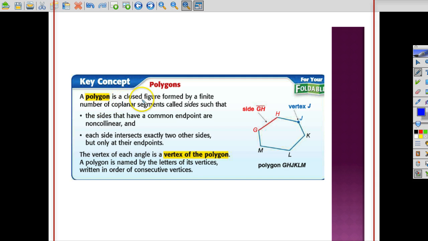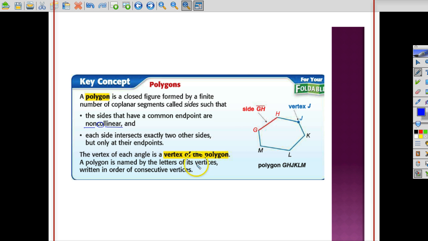A polygon is a closed figure formed by a finite number of coplanar segments called sides, such that the sides that have a common endpoint are non-collinear. Remember, non-collinear means: non means not, co means together, linear has the word line in it, so not together on a line. They're not on the same line. Each side intersects exactly two other sides, but only at their endpoints. That means each of them meets at one point, connecting each other. The vertex of each angle is a vertex of the polygon. So each of these points is called a vertex.